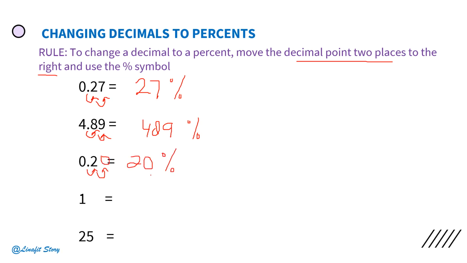How about 1? 1, 2. So the answer equals 100%. How about 25? Start from the ones. 1, 2. So the answer equals 2,500%.